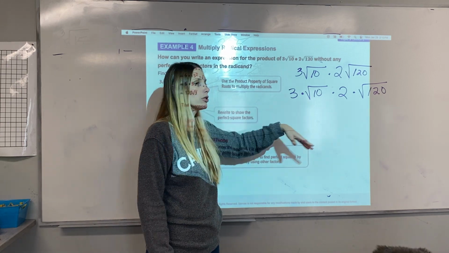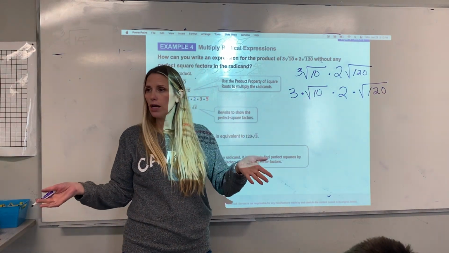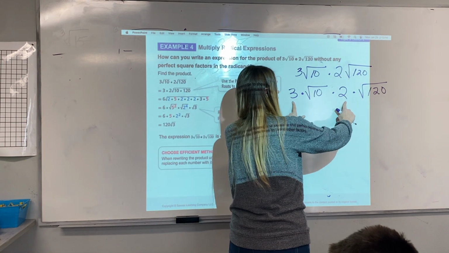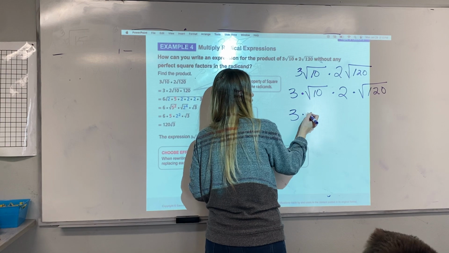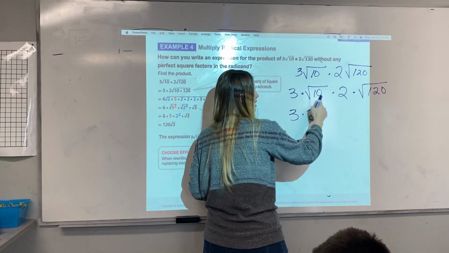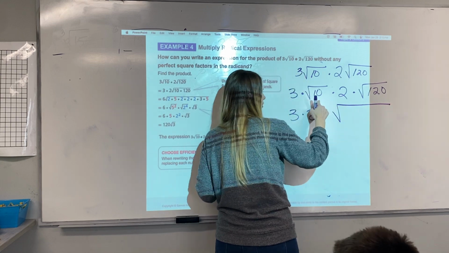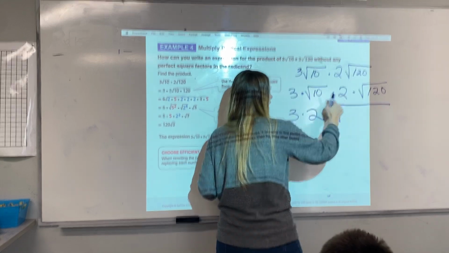Now, do you agree that because of the commutative property of multiplication, I can multiply these if I want to and put them over here? I can change the order and I can multiply these. Now, I can also do the square root of 10 times 120.